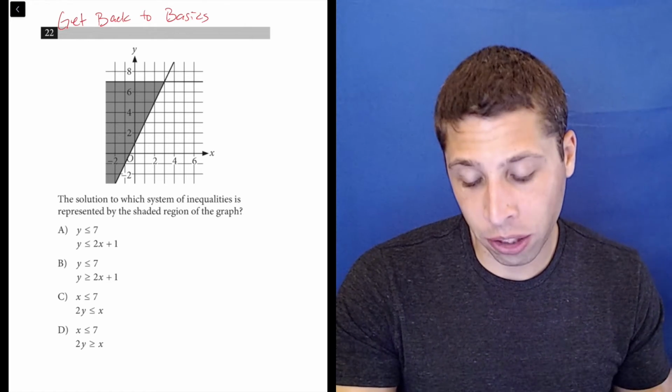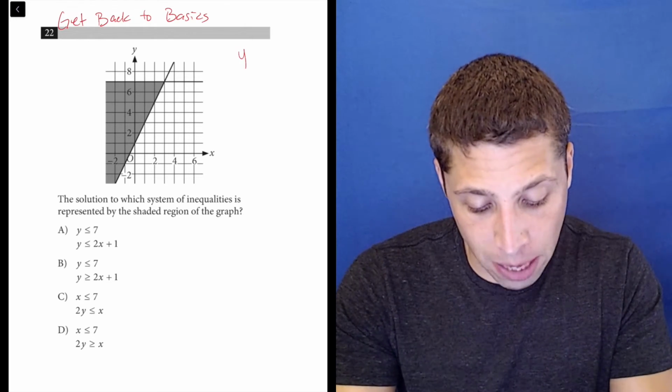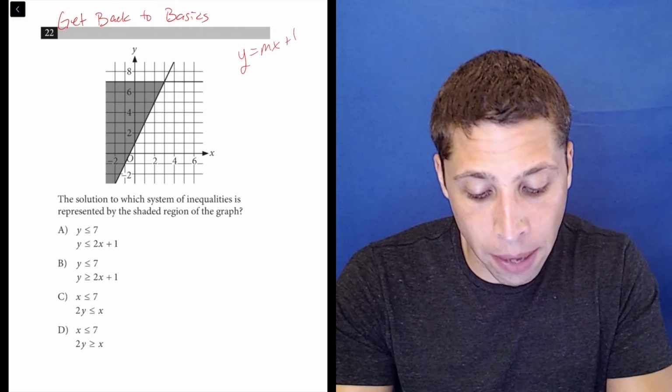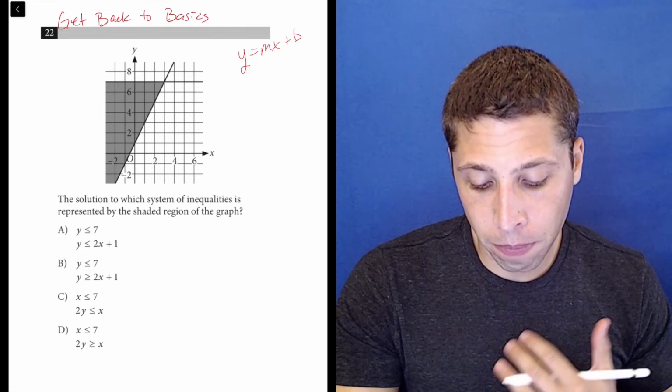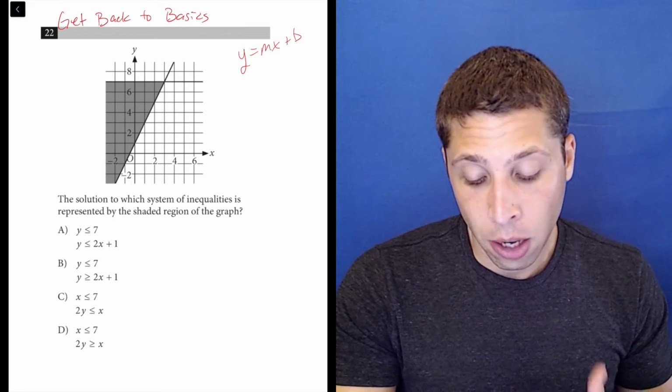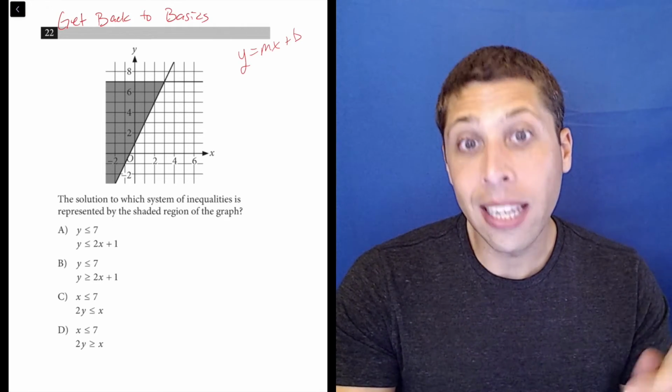What are the equations of these lines? You have to know that. You have to be able to recognize y equals mx plus b when it comes up on the test. So if you start from that, you can ignore the inequality piece.